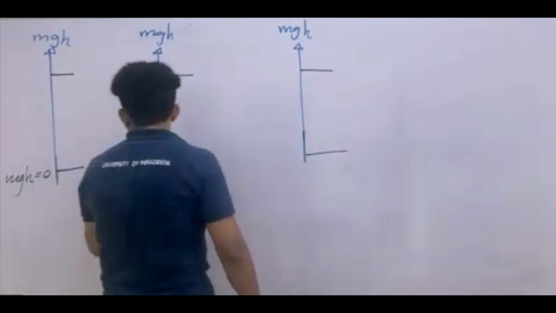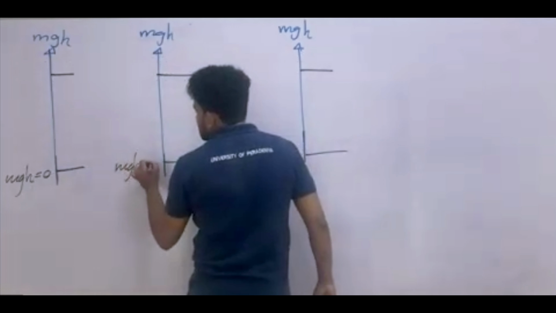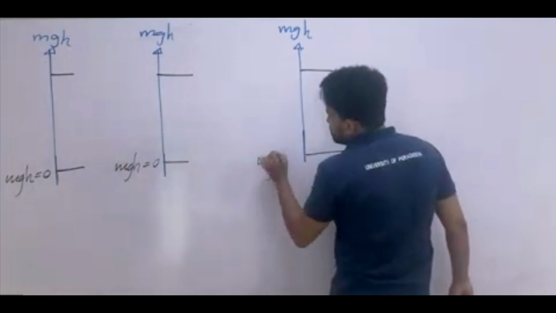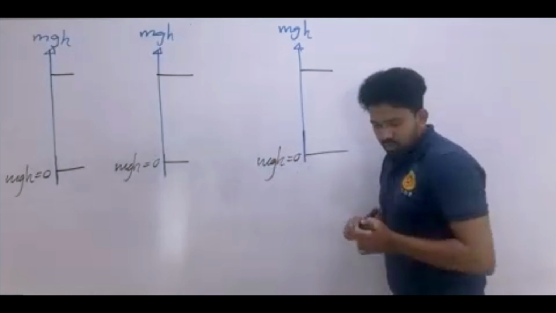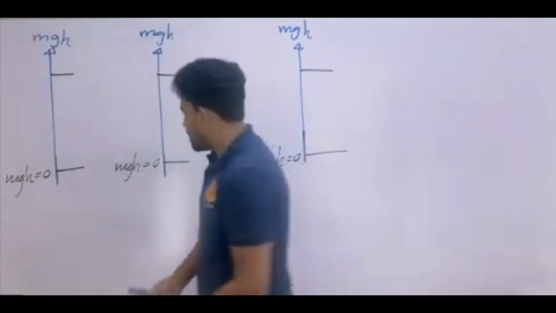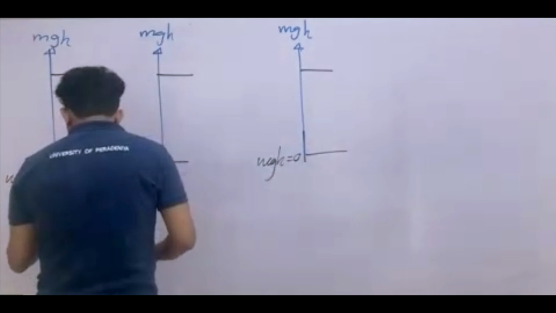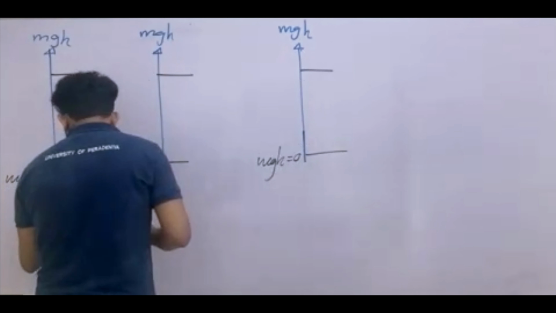MGH is equal to 0. So I will put their names. Here there is Sasuke.